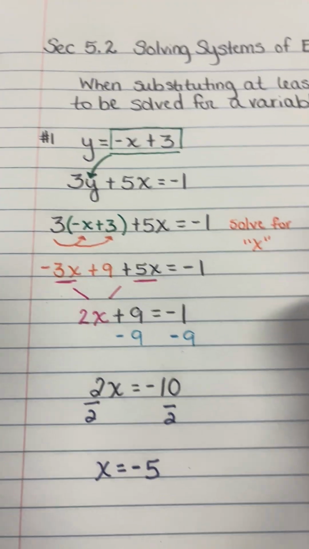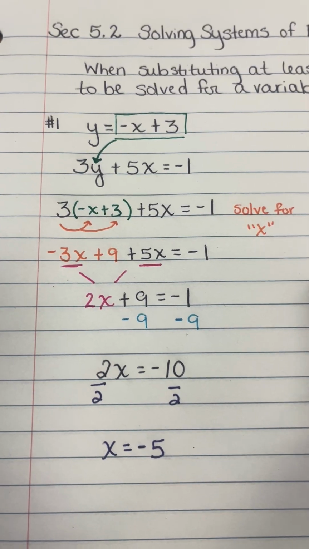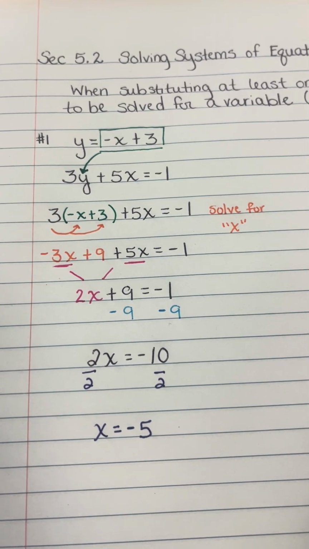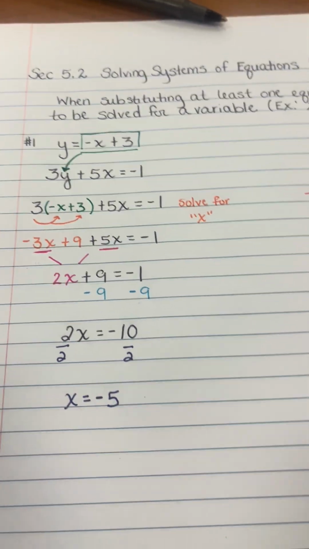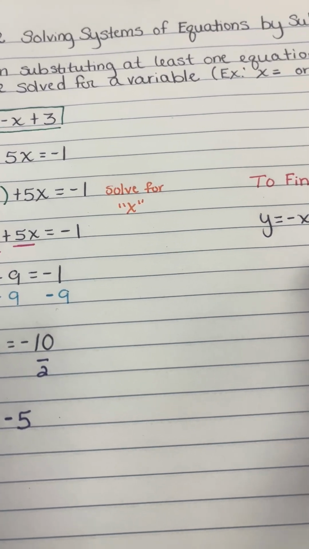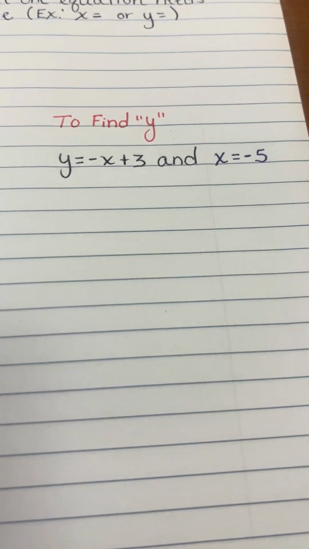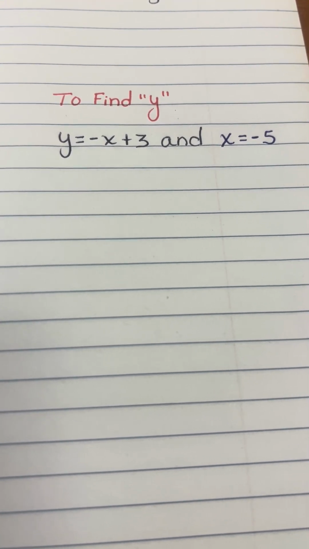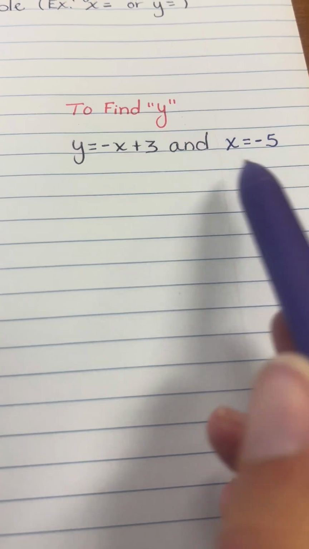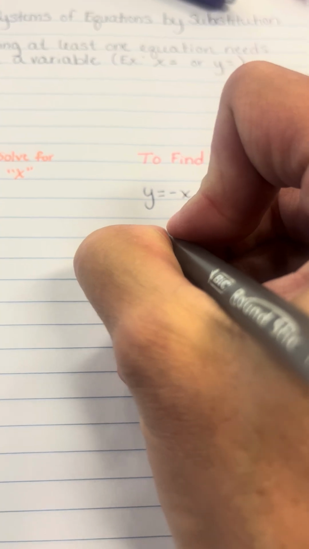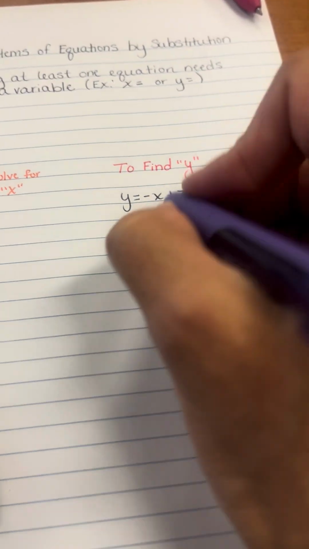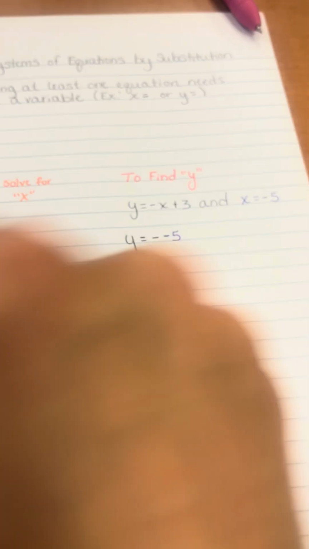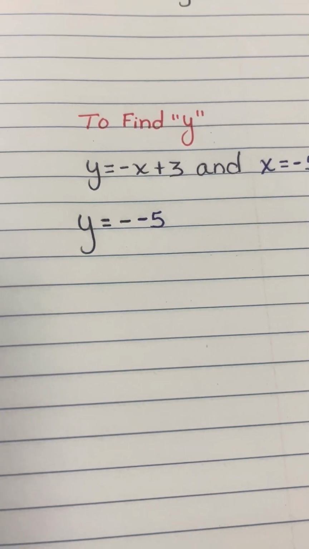equation. I'm going to take my y equals negative x plus 3, and I am going to take my value of x, which we just found, x equals negative 5. I'm going to use these 2 things to find y. So I am going to plug negative 5 back in here for x. So I'm going to have y equals a negative, but then I am going to also substitute in a negative. So double negative right there makes a positive. And then I'm going to add 3.